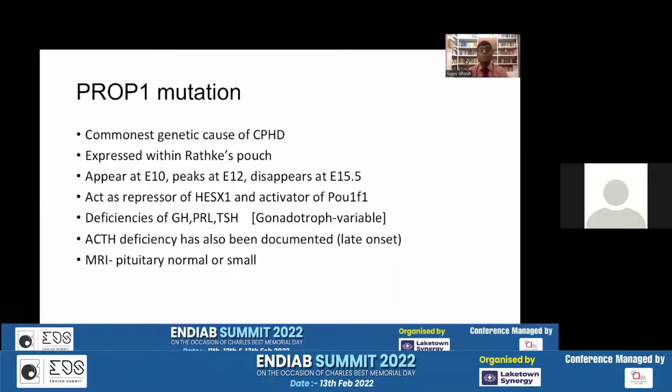Coming to the PROP1 mutation, which is probably the commonest genetic cause of combined pituitary hormone deficiency, it is expressed within the Rathke's pouch, appears at around embryonic age 10 weeks, peaks at 12 weeks, and disappears at around 15.5 weeks. It acts as a repressor of HESX1 and an activator of POU1F1, and leads to a variable amount of gonadotroph deficiency, but growth hormone, prolactin, and TSH are usually consistently abnormal. ACTH deficiency has also been documented, often much later in onset, and pituitary MRI is usually small or normal.